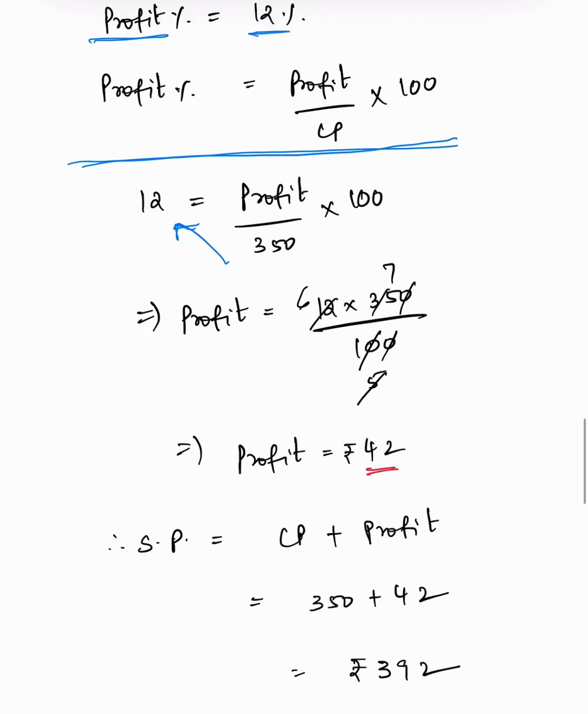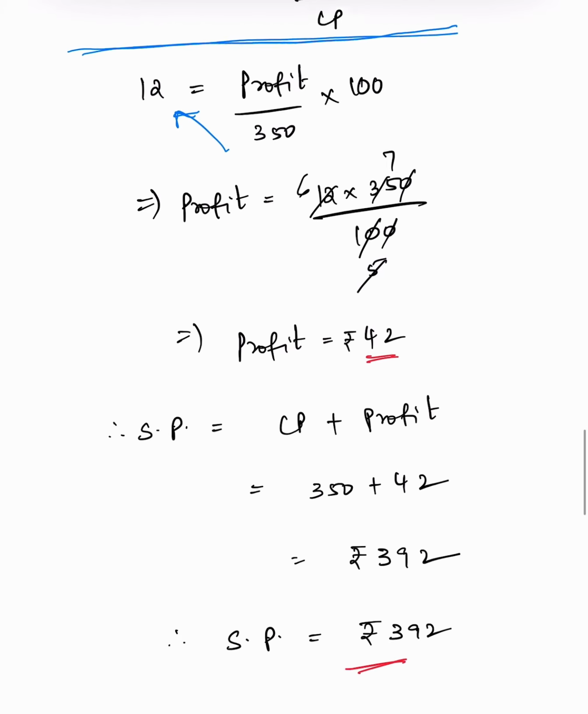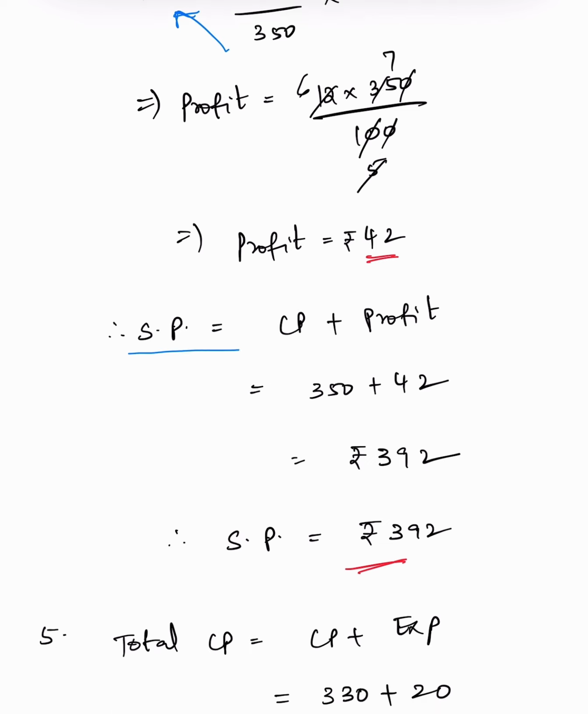So we know the cost price, we know the profit. So we have to calculate the selling price. Selling price equal to cost price plus profit. So 350 plus 42 equal to 392 rupees. Selling price is rupees 392.